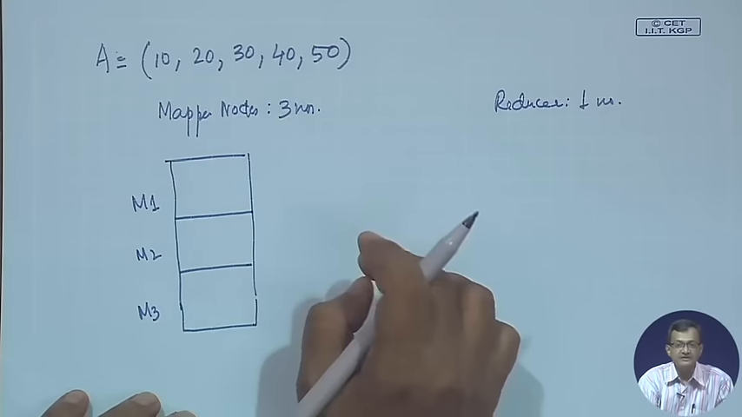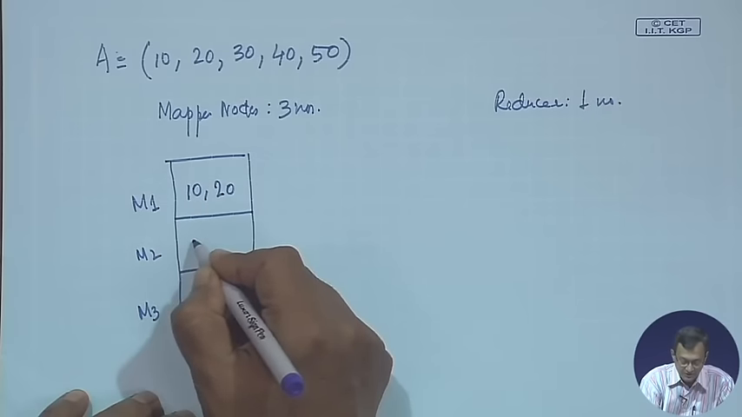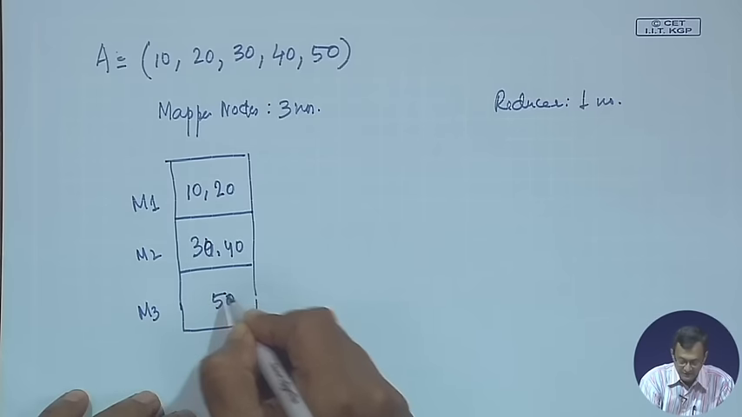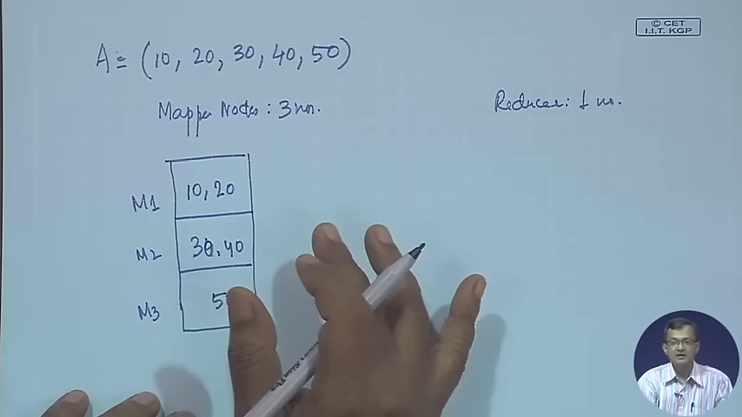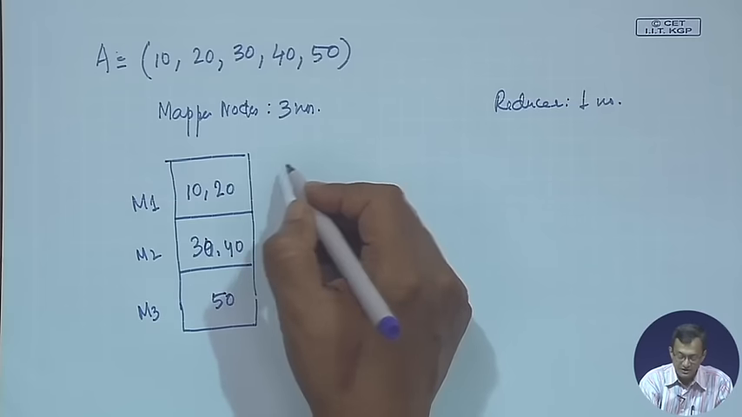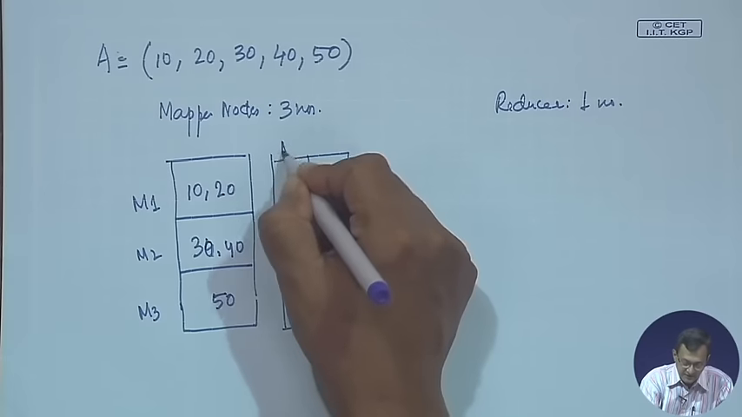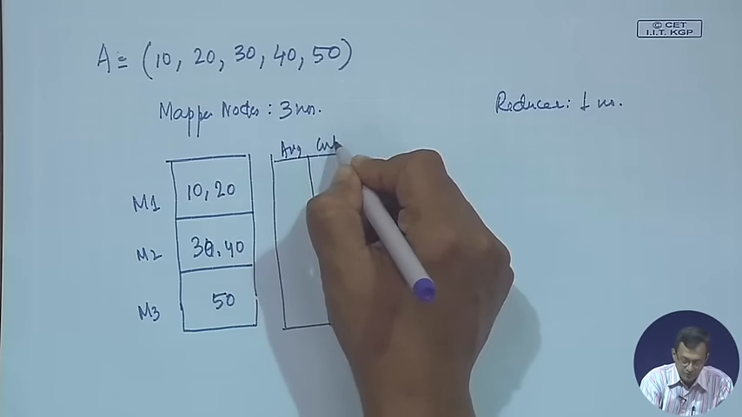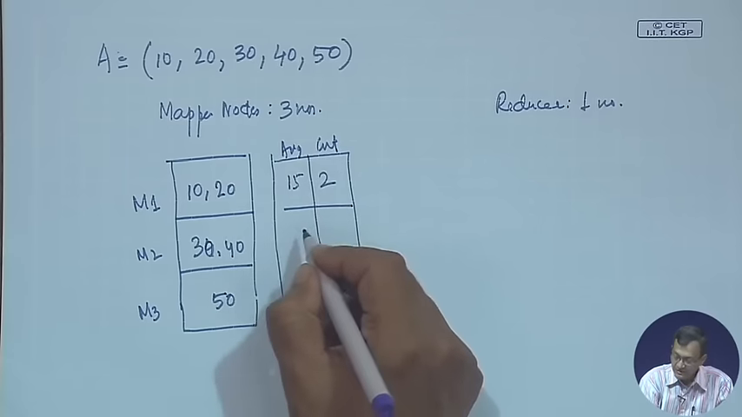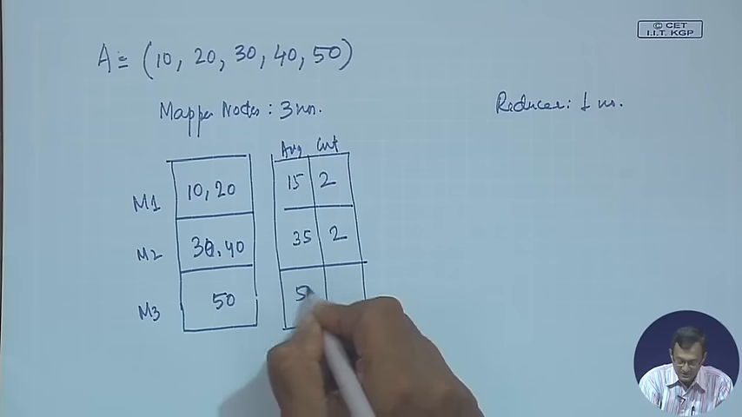A portion of this data is given to each: say it gives 10, 20 to the first one, 30, 40 to the second, and 50 to the third. Each mapper does a partial computation, an averaging of its values, and produces the average and count. So the first one is 15, 2, then 35, cardinality 2, and then 50, 1.